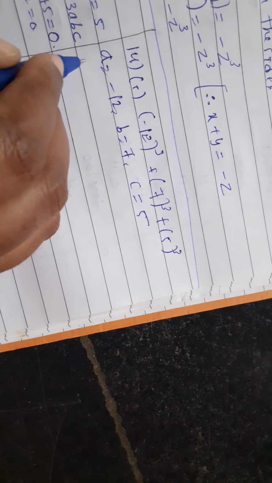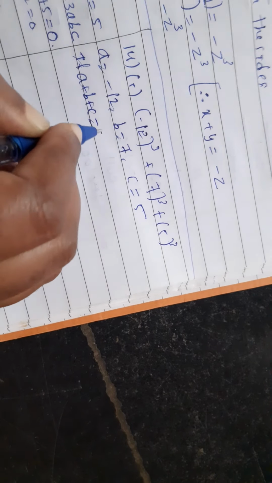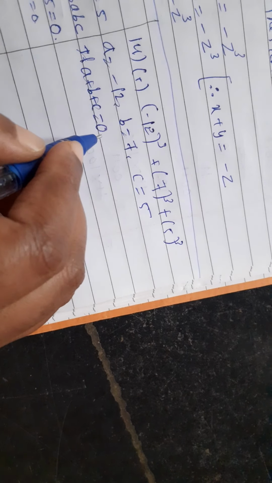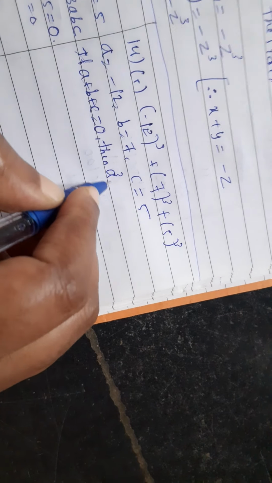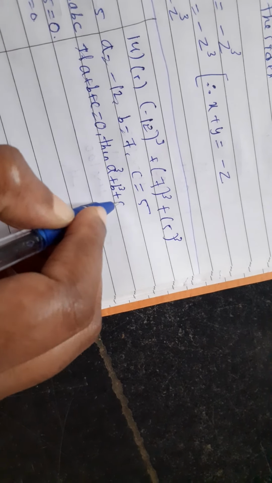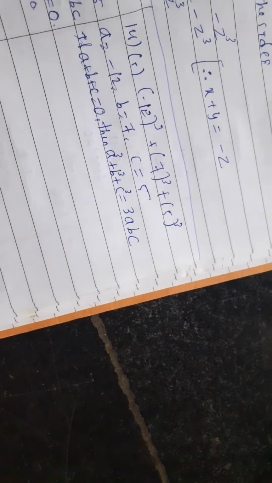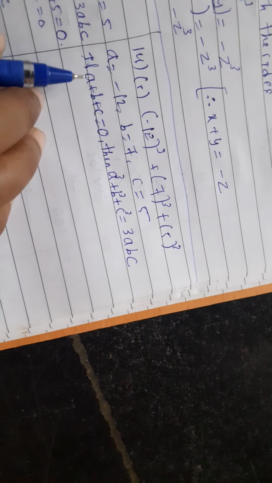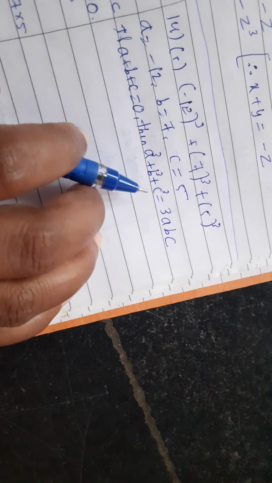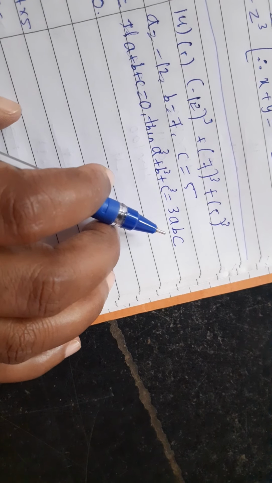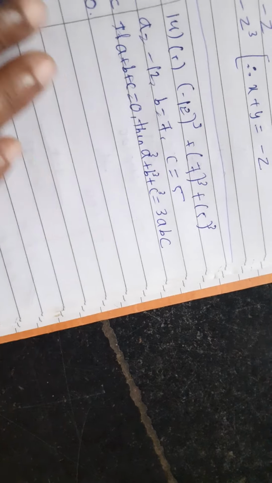If we know that a plus b plus c equal to 0, already we know that, then a cube plus b cube plus c cube equal to 3abc. Already we know this. If a plus b plus c equal to 0, then a cube plus b cube plus c cube equal to 3abc. We solved this in question number 13.